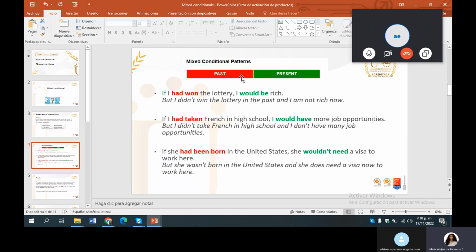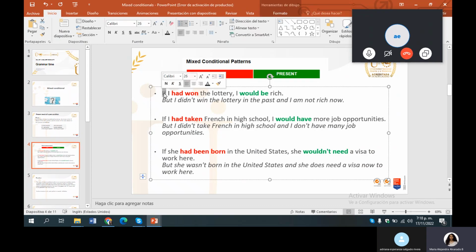So here we have the mixed conditional pattern, past and present. Here, if I had won, we have the conditional if, the subject, and the past perfect, had won the lottery. And here we have the result. I will be rich.